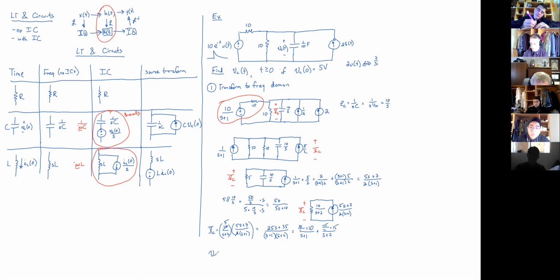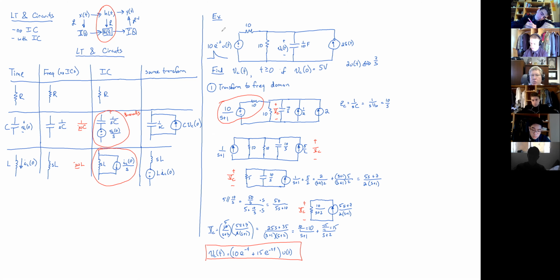And now we can write down our answer. vC of t is equal to 10 e to the minus t plus 15 e to the minus 2t, the whole thing times u of t. That's absolutely necessary to put in. And you're done. How cool is that? We've changed a really complicated equation filled with decaying exponentials and impulses down into just a simple circuits one problem. Any questions on that?